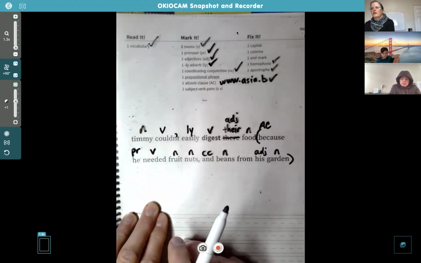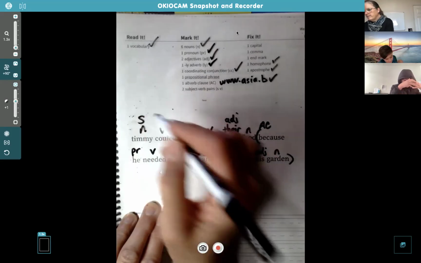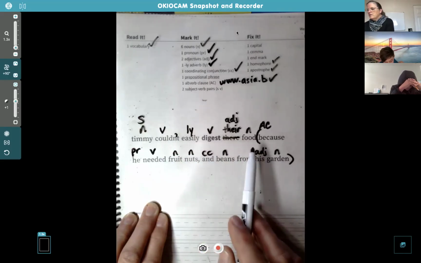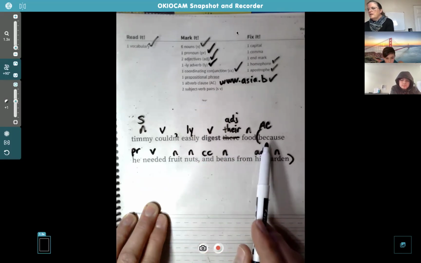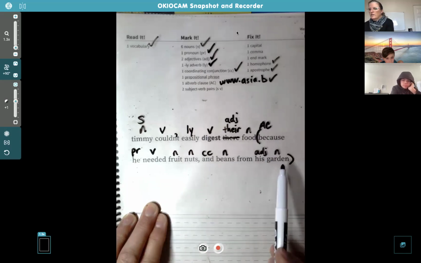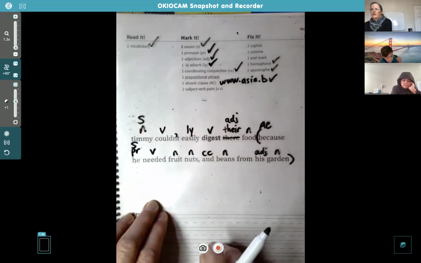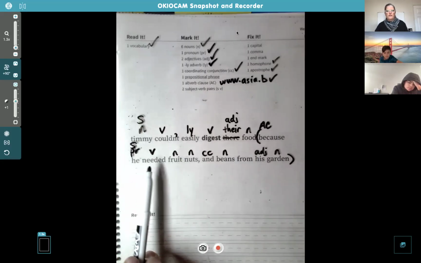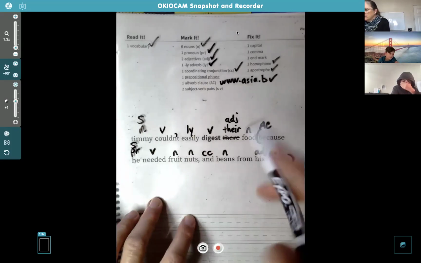Do you want to do the subjects too, Sawyer? Yeah. Okay, where are the subjects? Timmy, yep. No, not because, food. Okay, so hold on. Look how you already have a subject for this part of the sentence, but now look inside the clause. There's a subject inside the because clause here. Who needed the fruit? He. There you go. It's he. Yes. So Timmy's the one that couldn't easily digest, and then he's the one that needed fruit, nuts, and beans. You see how they connect together, telling who's doing those things.